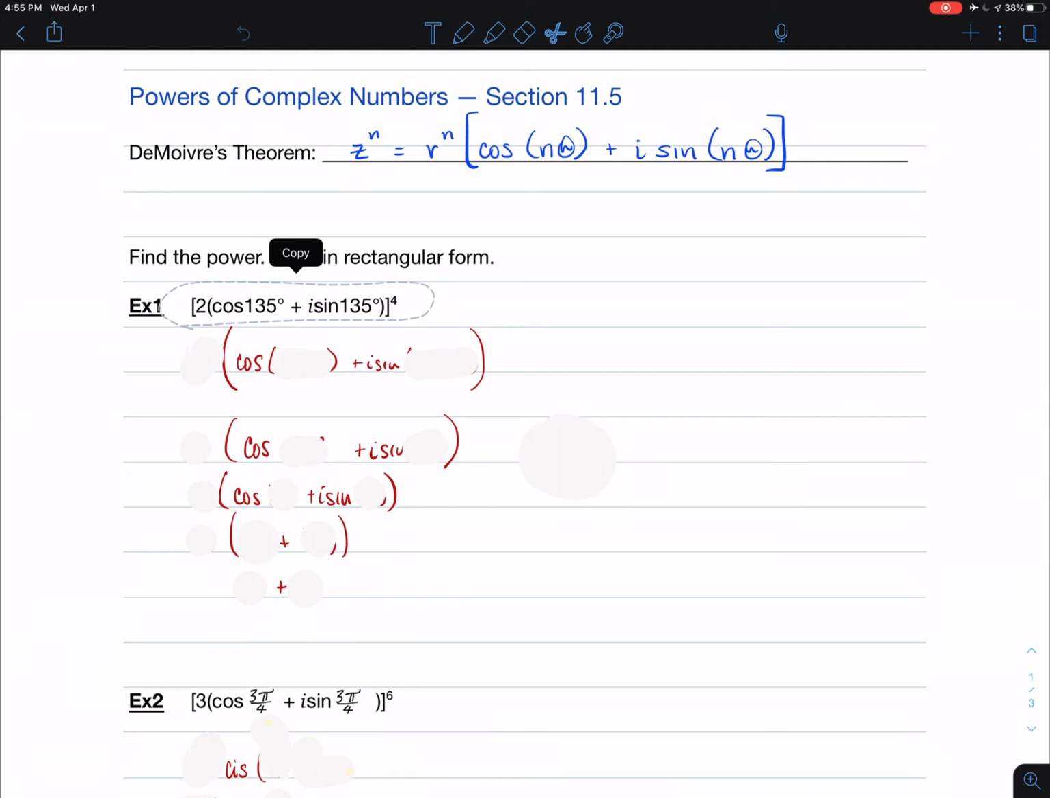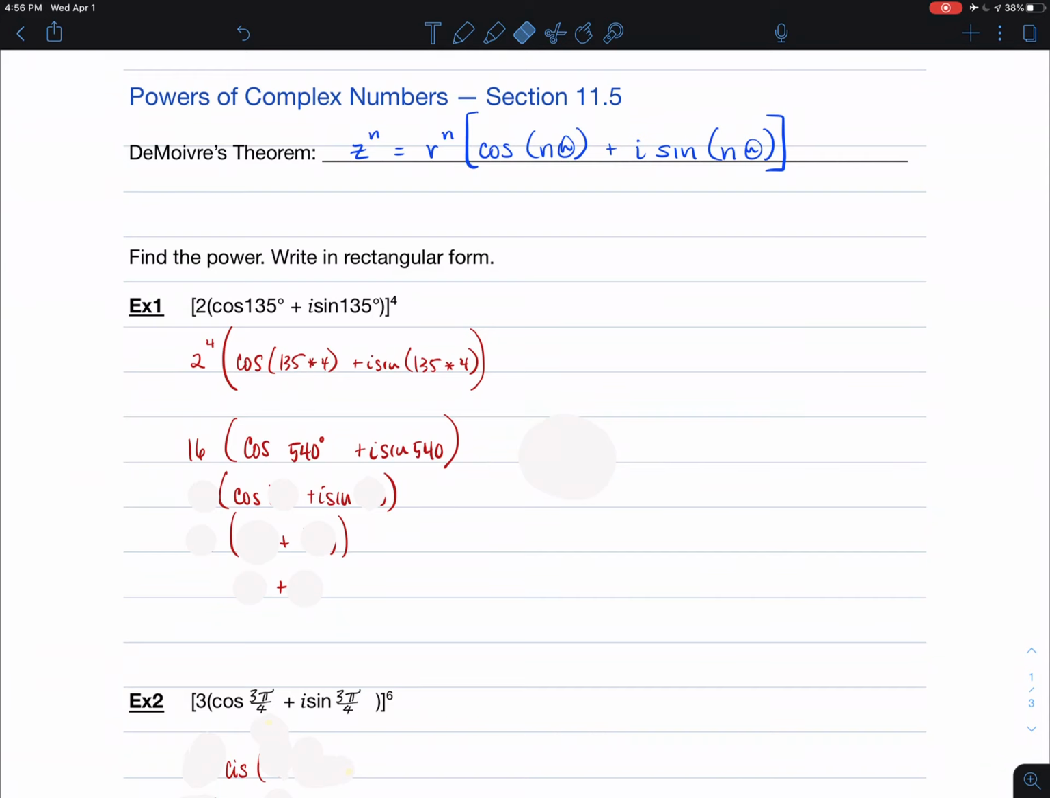You see how I have a vector here and it's all being raised to the 4th power. So we'll do what de Moivre's theorem says. The first thing you'll do is raise your radius to that power. Then you take your theta and multiply by the power. So my original 135 degrees is being multiplied by the 4, the value of my power. 2 to the 4th power is 16. 135 times 4 is 540.